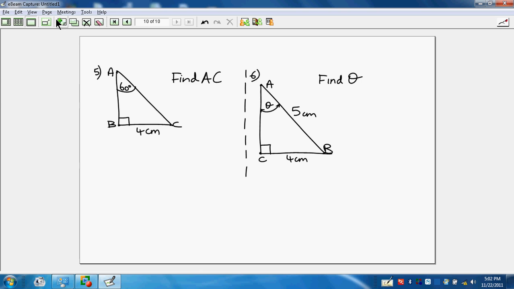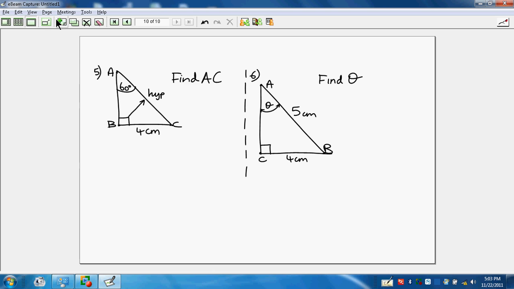In number 5, we are asked to find AC, the length AC. In this case, AC is the side opposite to the right angle, and that will be the hypotenuse. So AC is the hypotenuse in this case. So we are being asked to find the hypotenuse.